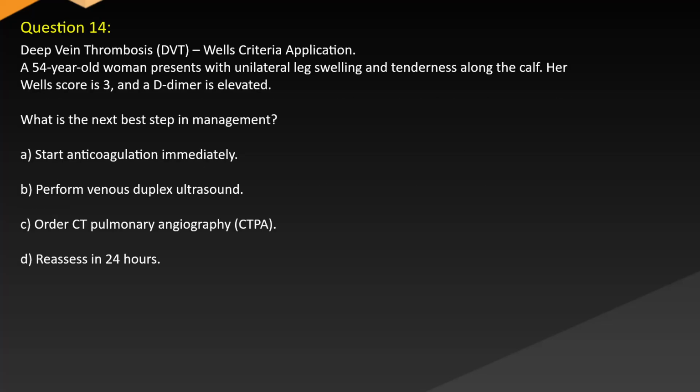Question 14. Deep vein thrombosis (DVT). Wells criteria application. A 54-year-old woman presents with unilateral leg swelling and tenderness along the calf. Her Wells score is 3 and D-dimer is elevated. What is the next best step in management?